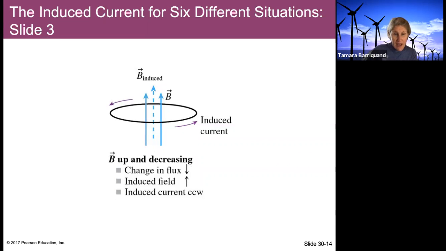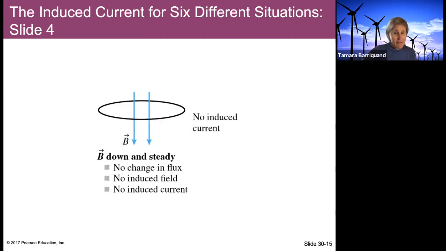Now in this case, we have a magnetic field that again is up, but this time it's decreasing. So it's up, but it's decreasing. So our magnetic field points up, but the magnet's getting pulled away from our loop. So now our change in flux is downward. So our induced field needs to be upward in this case. And we take our right hands and we put our thumbs in the upward direction and we see that we get a counterclockwise current.